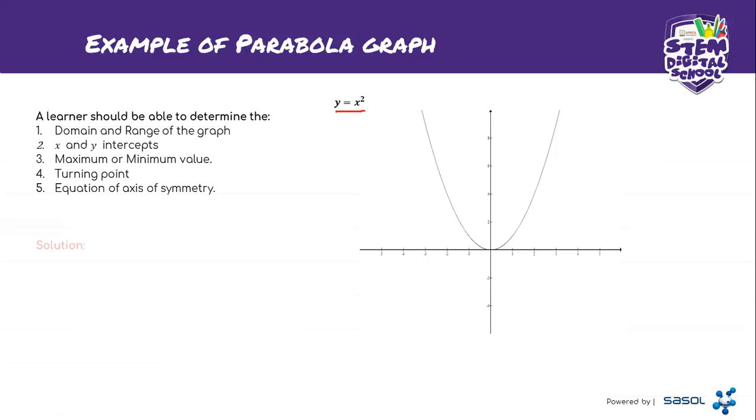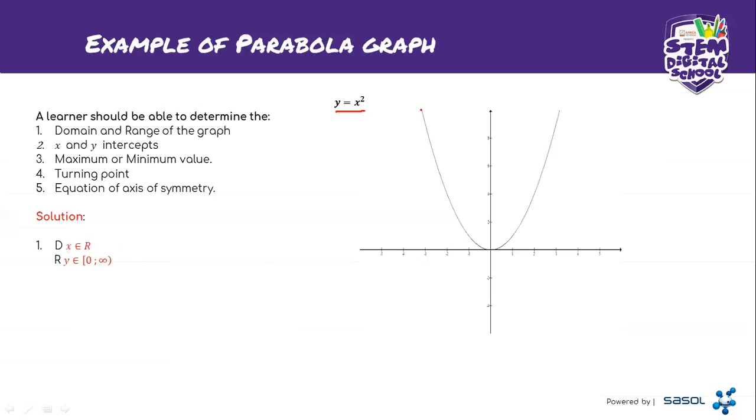Now, let's see how we determine the domain and the range of the graph. You can see from the solution that they say the domain is x is an element of all real numbers, right? Now, my dear learners, once you come across a parabola graph and you are asked to determine the domain, you must always remember that the domain of the parabola graph will never change. It will always be x is an element of all real numbers, right?